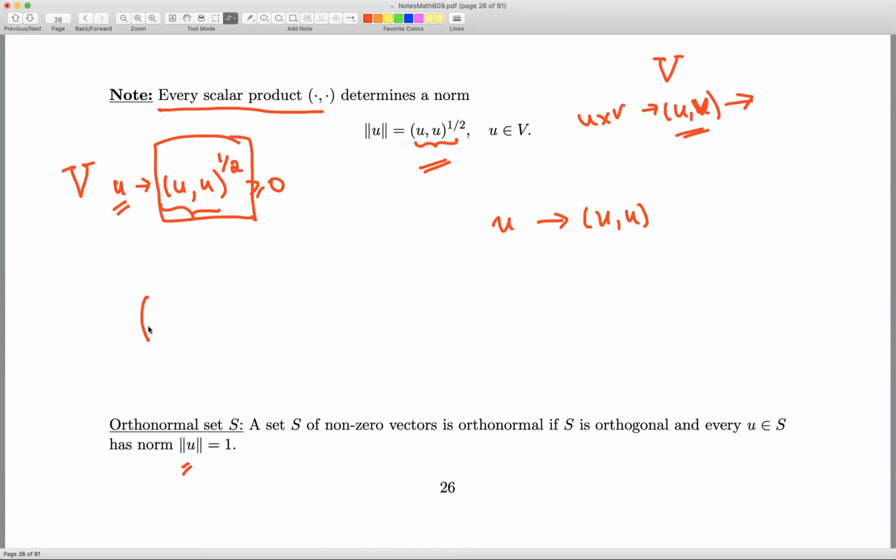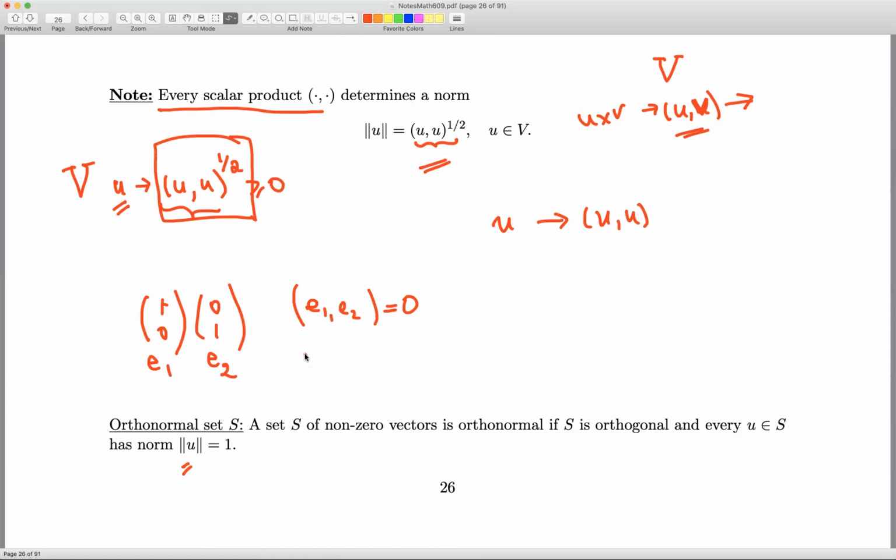For example, if we look at the set (1, 0) and (0, 1), this is the vector E1 and this is the vector E2, two elements in R2. We see that those elements are orthogonal because 1 times 0 is 0, 0 times 1 is 0, and when we add them, we end up with 0. So the inner product of E1 and E2 is equal to 0. And moreover, the norm of E1 is equal to 1, and the norm of E2 is equal to 1 as well.